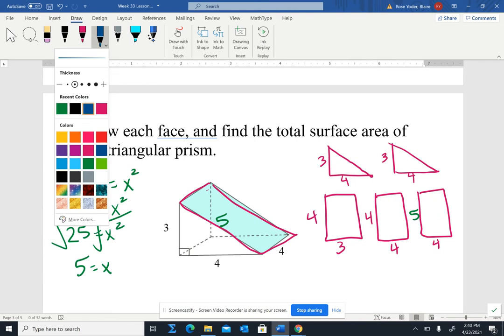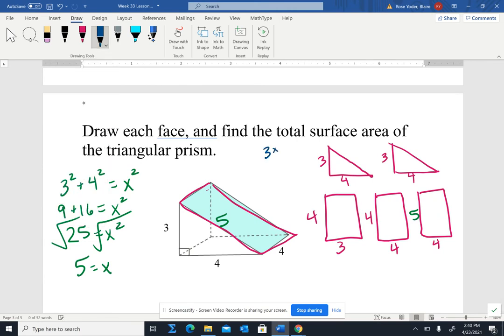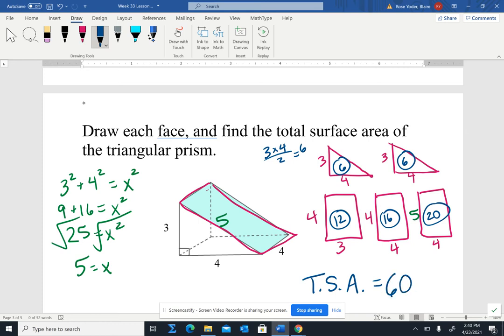And then all I have to do is do a quick area. Just don't forget for triangles to divide by 2. Base times height divided by 2. So the area is not 12, it's 6. The rectangle that's 3 by 4 though, rectangles you don't divide. 3 by 4 is 12, 4 by 4 is 16, 5 by 4 is 20. So the total surface area is, let's add them all up. We have 6 and 6 and 12 and 16 and 20 for a total of 60. There's no units on this one, so I'm just going to say square units.